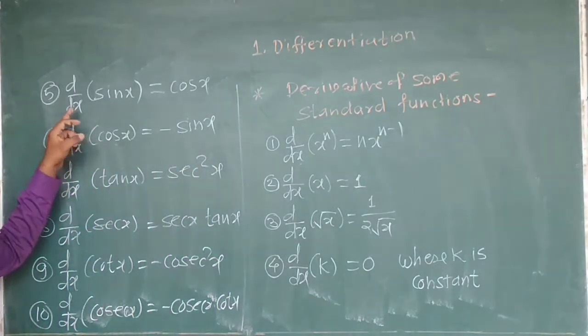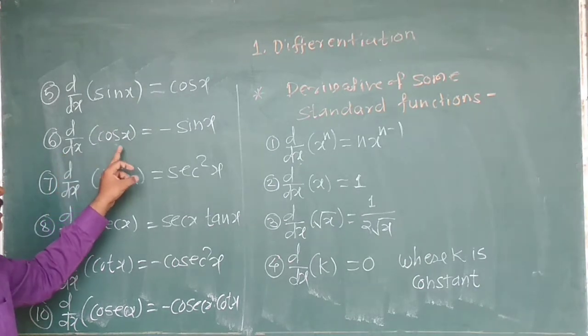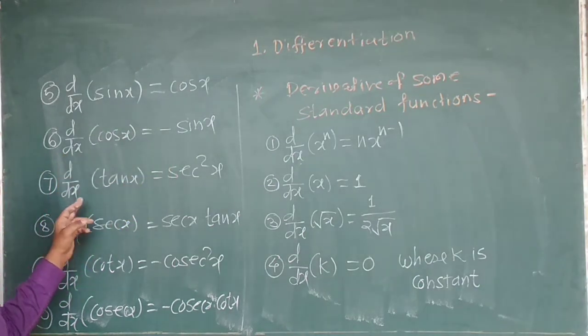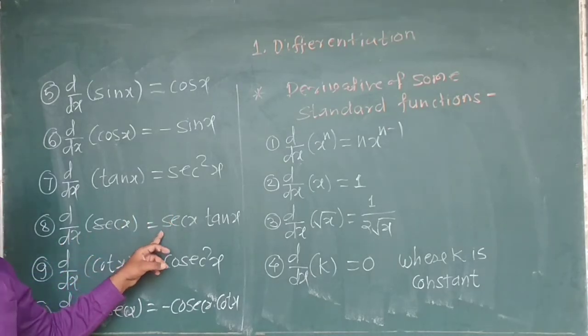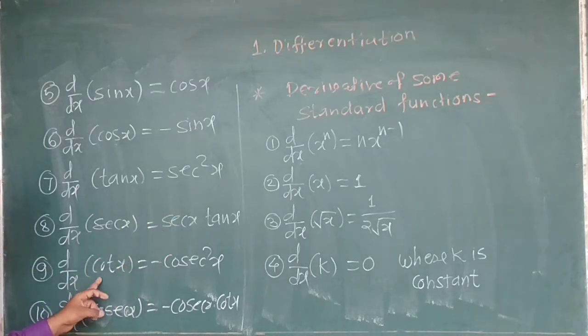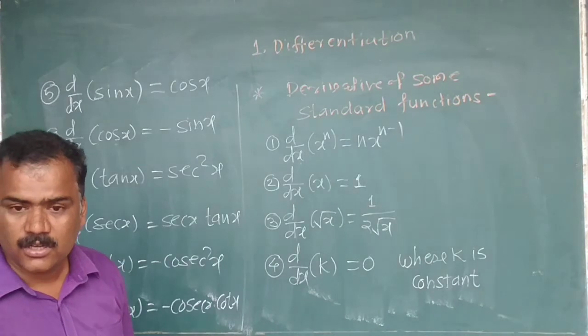Next, derivatives of trigonometric functions. d dx of sin x is equal to cos x. d dx of cos x is equal to minus sin x. d dx of tan x is equal to sec square x. d dx of sec x is equal to sec x into tan x. d dx of cot x is equal to minus cosec square x. d dx of cosec x is equal to minus cosec x into cot x.